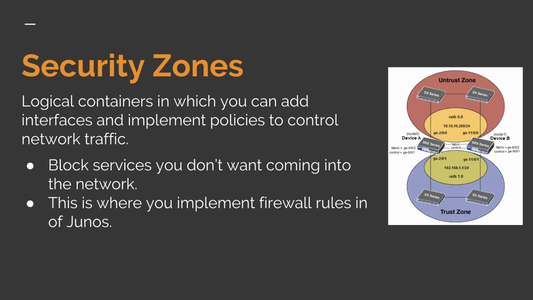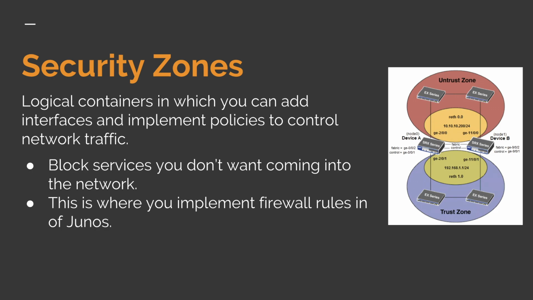So the next thing that's kind of important to remember for Juniper is how firewall rules are set up. The first thing we're going to talk about are security zones. Security zones in Juniper are logical containers that you can add your interfaces to, and then you can block specific things from being able to reach the firewall itself. Keep in mind, this doesn't cover going through the firewall. This just covers being able to access the firewall from the outside.